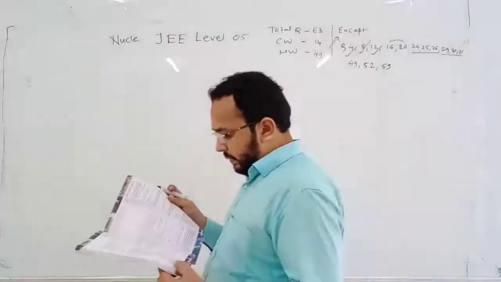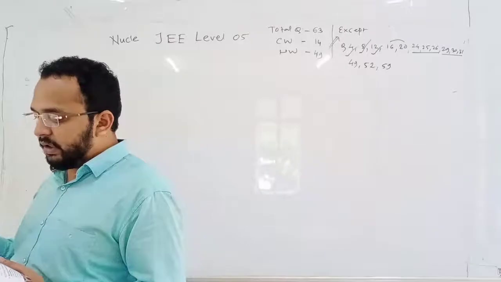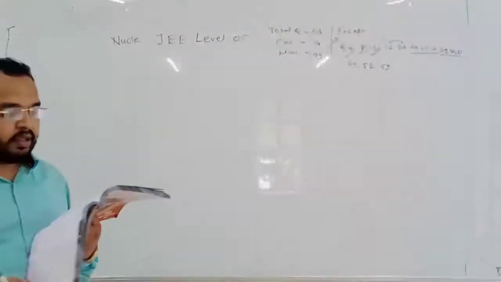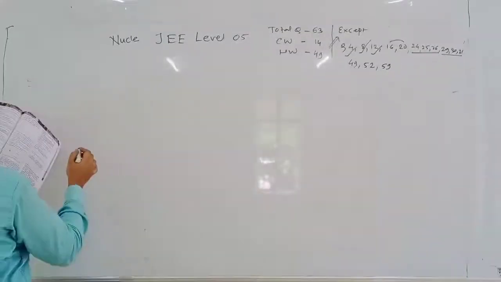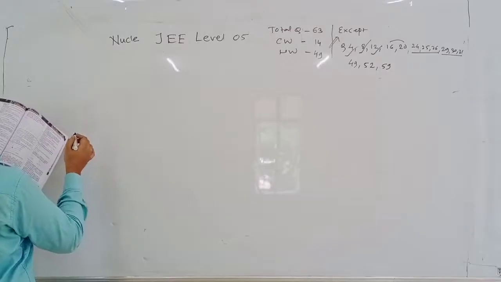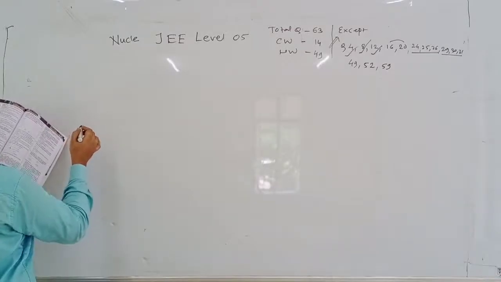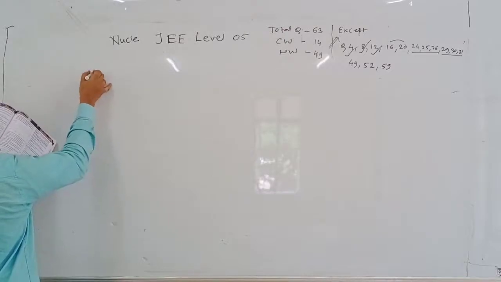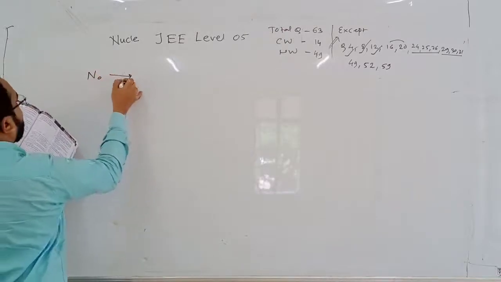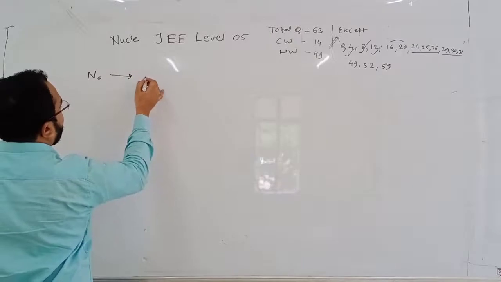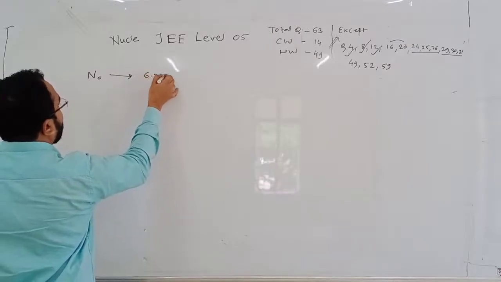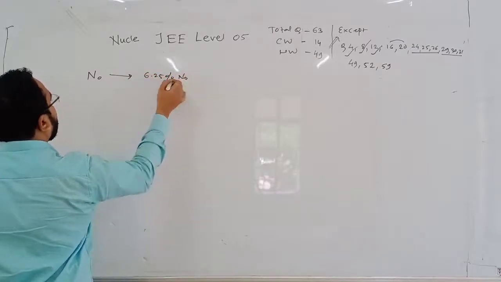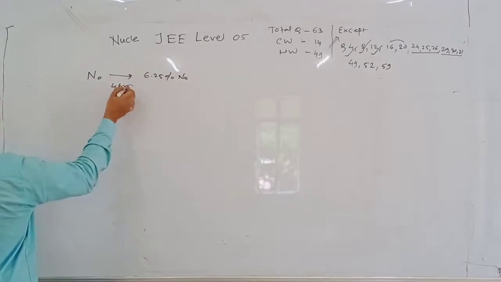Question number 16. For a certain radioactive substance, it is observed that after 4 hours, only 6.25% of the original sample is left undecayed. So after 4 hours, suppose initially there was N0, then finally what remains is 6.25% of N0. This is what remains in 4 hours.